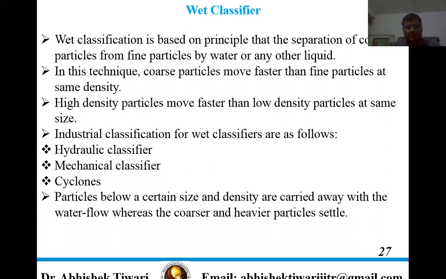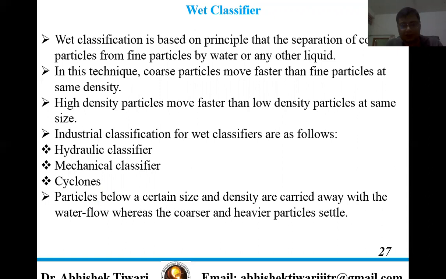High density particles move faster than low density particles at the same size. Now, industrial classification for weight classifiers are as follows: hydraulic classifier, mechanical classifier, and cyclones. The particles below a certain size and density are carried away with the water flow, whereas the coarser and heavier particles settle.